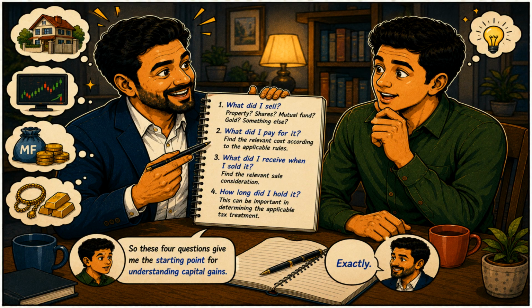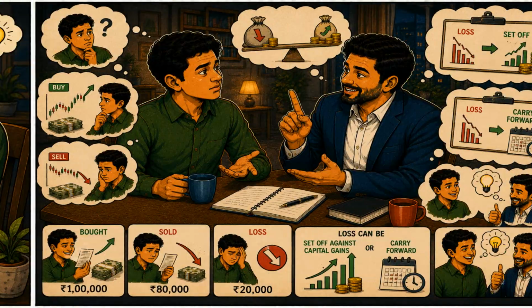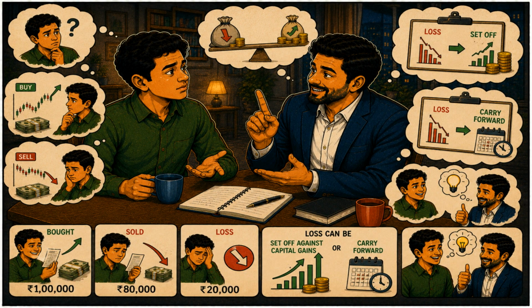Nand looked at the 4 questions. Nand: So these 4 questions give me the starting point for understanding capital gains? Exactly. What happens if I sell something for less than I paid? Then you may have a capital loss. For example, I bought shares for 1 lakh rupees and sold them for 80,000 rupees. That would be a 20,000 rupee loss before considering the detailed tax computation.